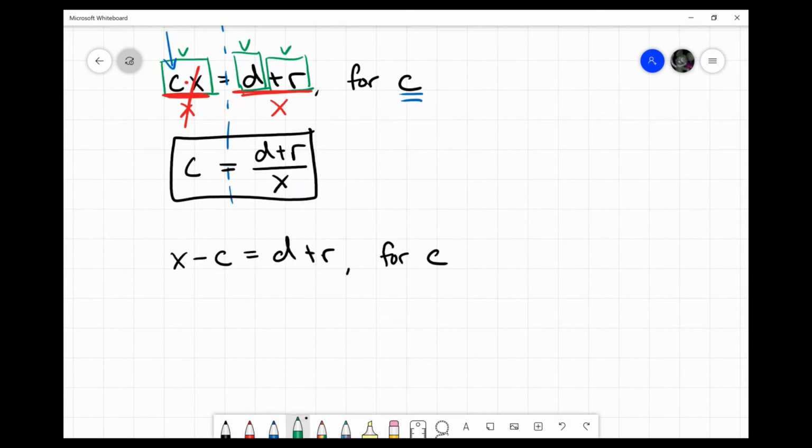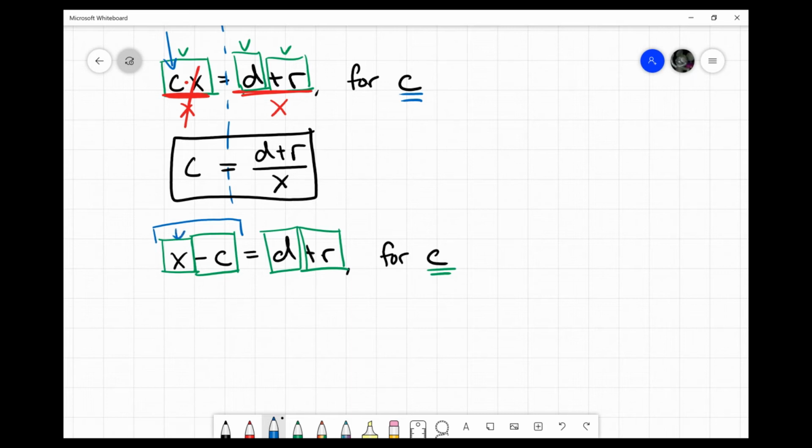In this case, we have an x, a negative c, a d, and a positive r. And we want to get c by itself. So I see that the c is on the left side, and so I'm going to look and see what other terms are there besides the negative c. We've got this extra term of x.